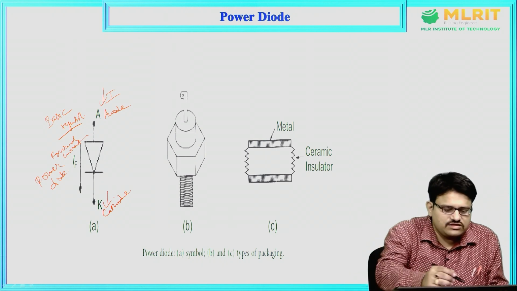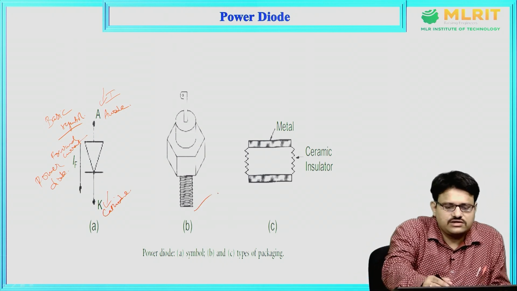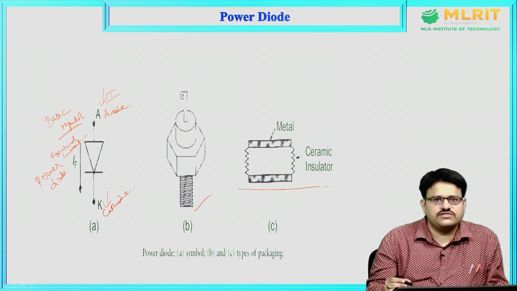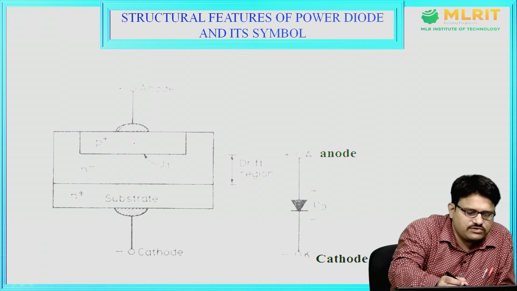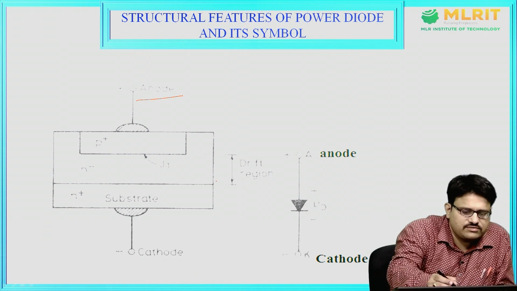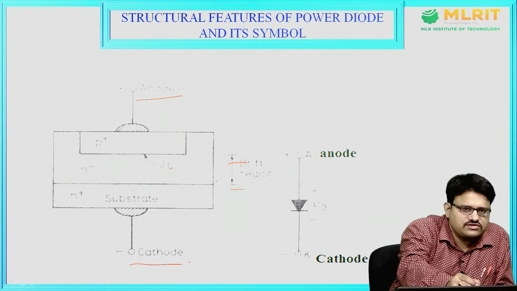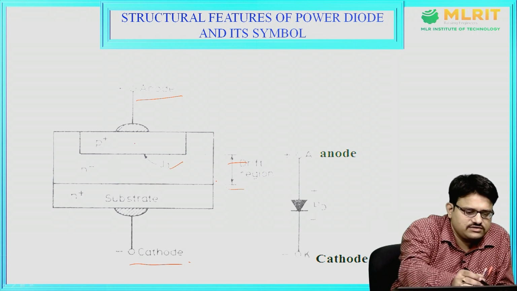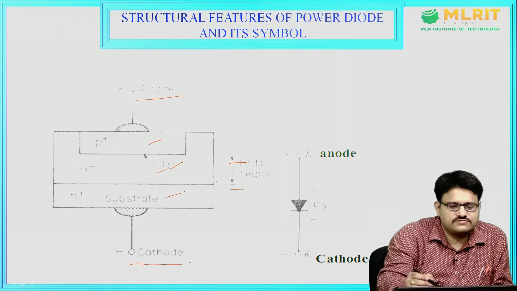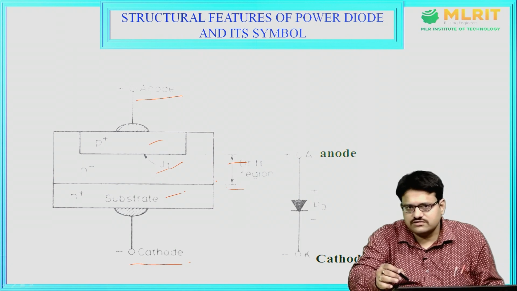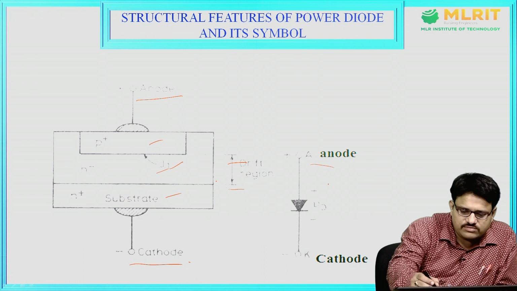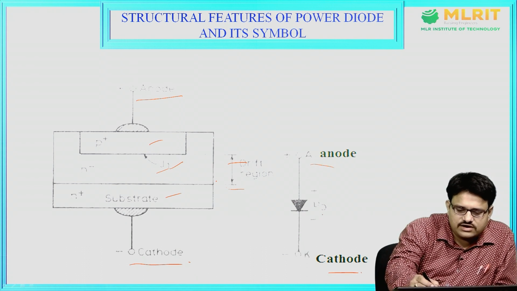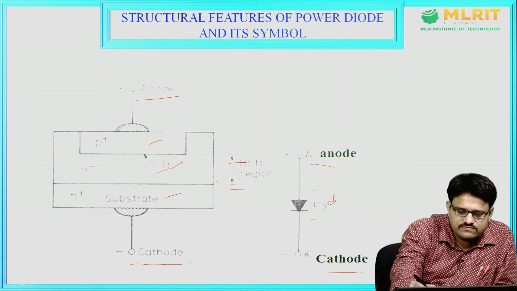This is the symbol, and this looks like the physical structure of the power diode. This is the structural feature of the power diode and the symbol. This is the anode terminal and this is the cathode terminal, and this is the drift region, and this is the junction J1, and these are the layers. Anode and cathode are the two terminals of the diode, and this is the diode voltage.